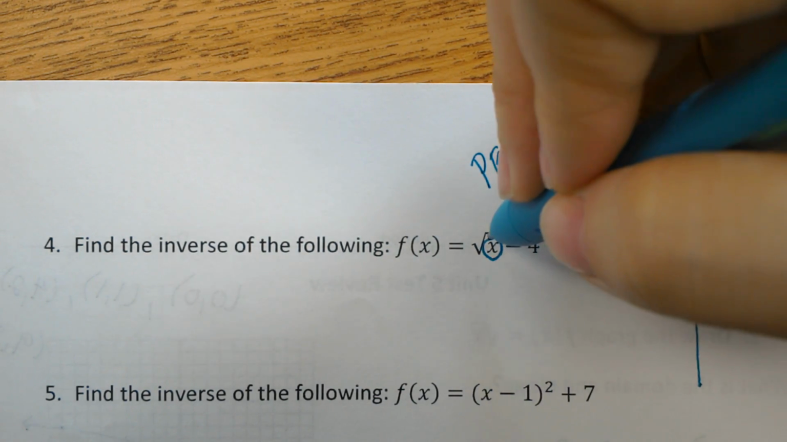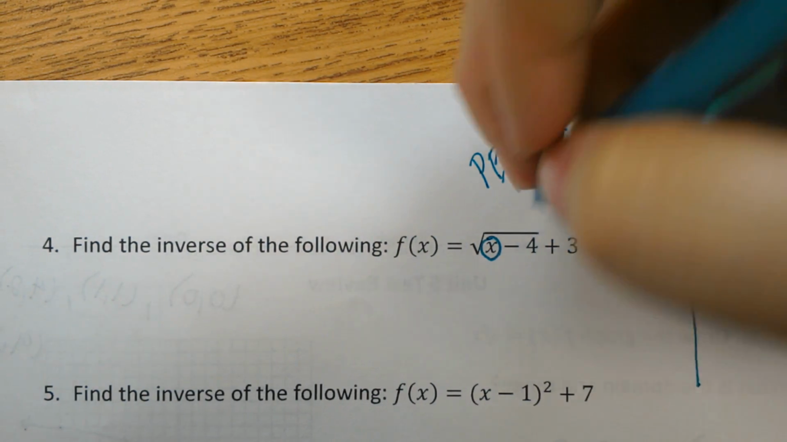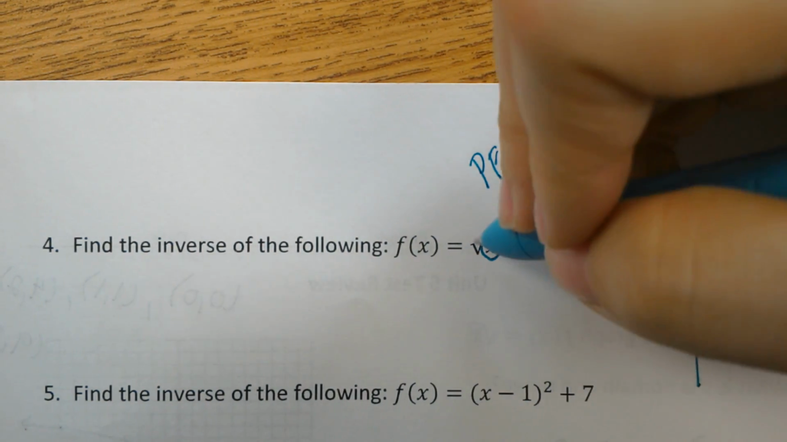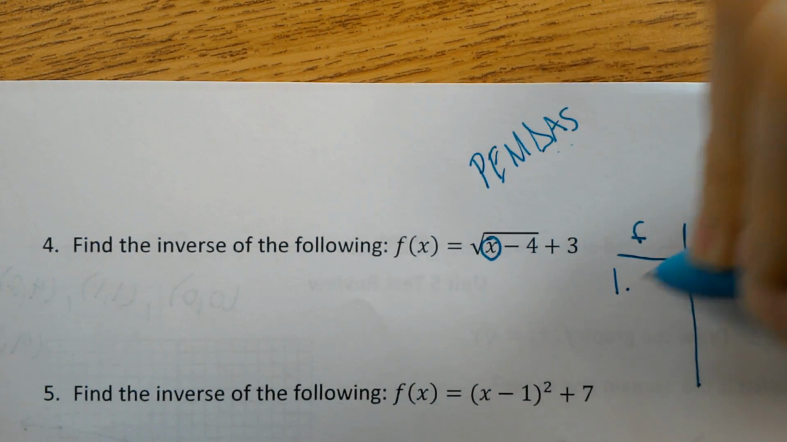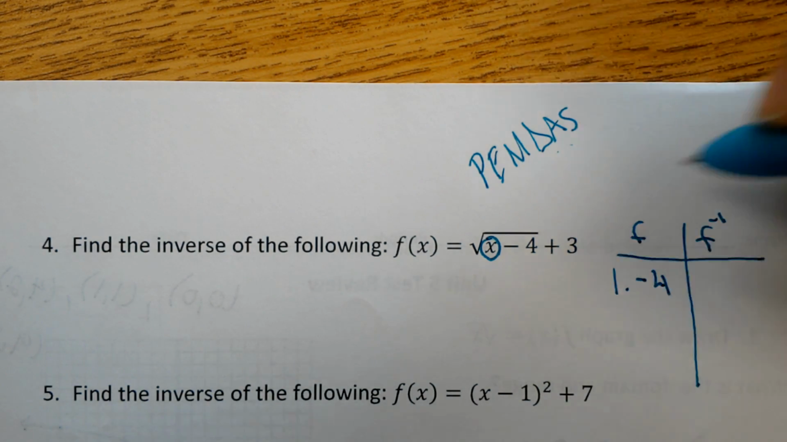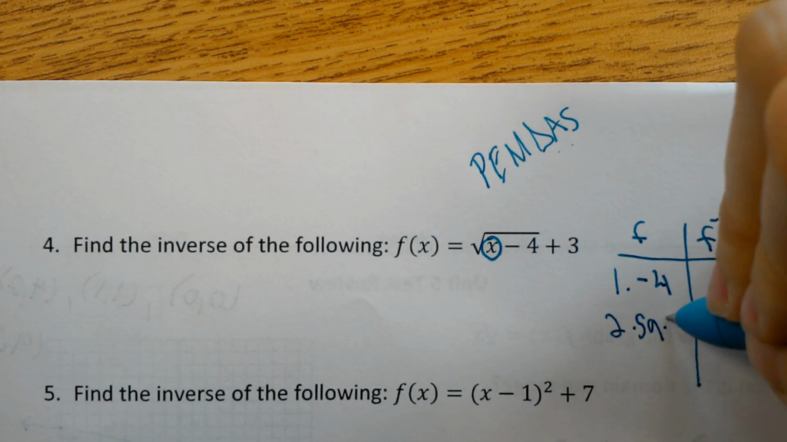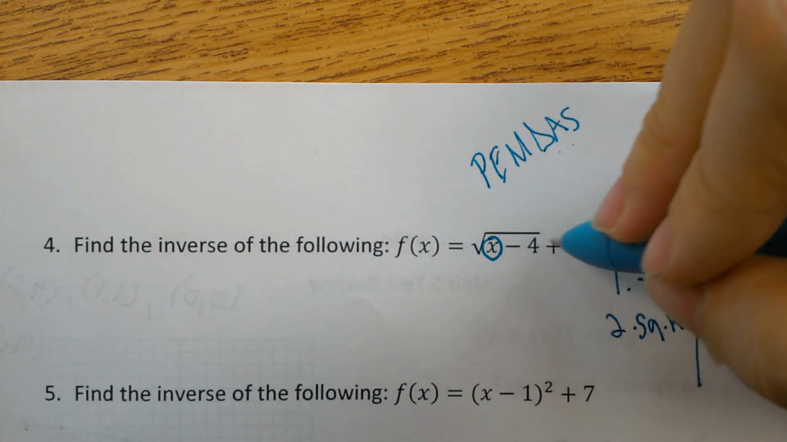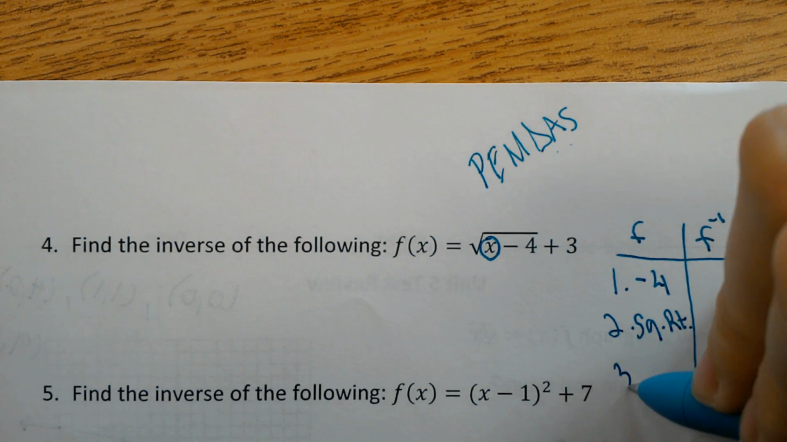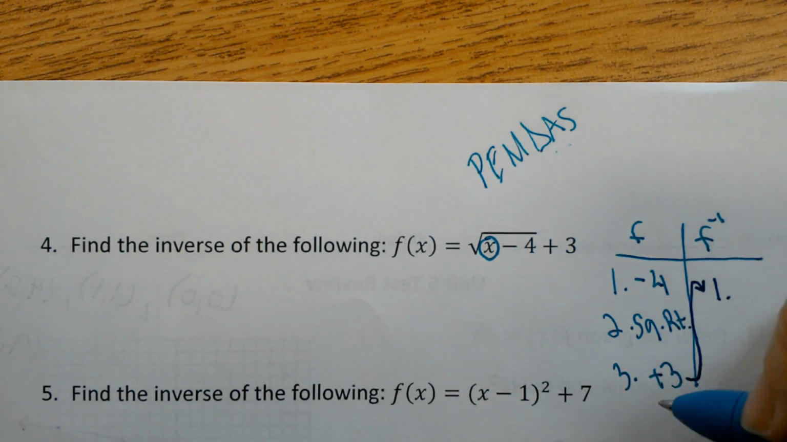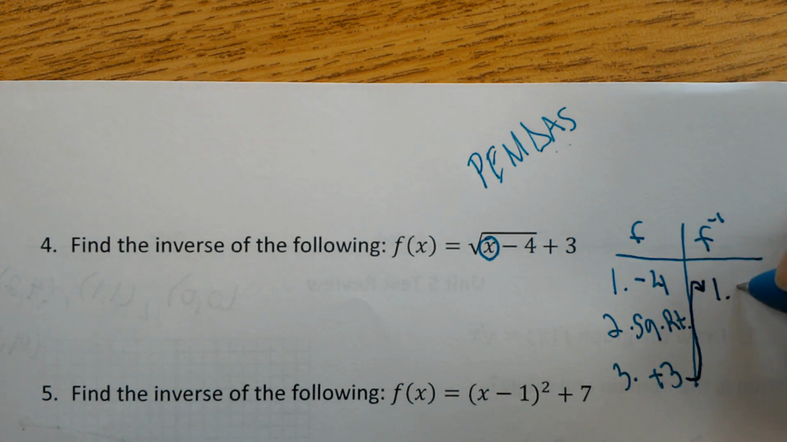If you're following PEMDAS, you're going to look inside the parentheses first. Our square root is kind of acting as our parenthesis, or set of our parentheses. So inside, we're subtracting 4. Then our square root is its own operation. We took the square root. Then on the outside, we added 3. So on the inverse, that's where you start at the last operation and undo that. So the opposite of plus 3 is minus 3.